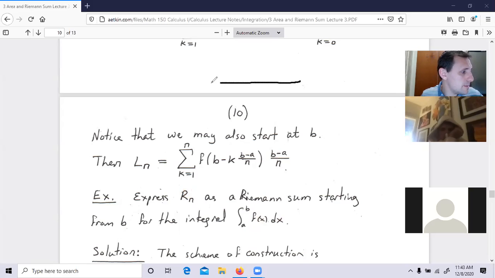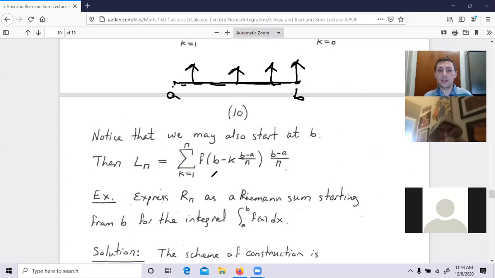So you go and you erect obviously at B, then you move here, you erect here, you move here, you erect here, and onwards, right? Until the last interval. This is A, this is B. Write me a Riemann formula for the generic integral from A to B, f of x dx, Rn, right-hand point, starting at B, please. Do it fast.